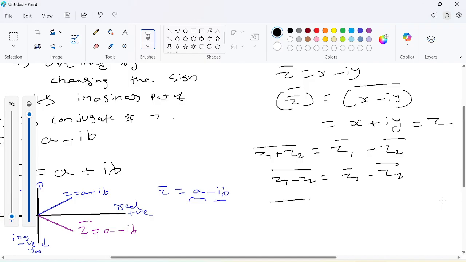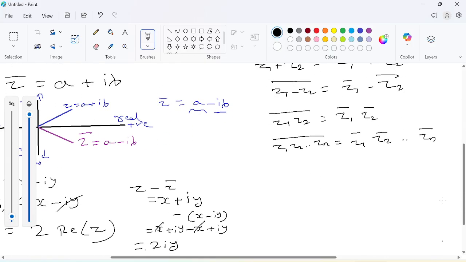Now conjugate of z1 z2 is equal to z1 conjugate times z2 conjugate. So that means in general, if I have conjugate of z1 z2 so on till zn, I'll get z1 conjugate, z2 conjugate, so on zn conjugate. This is in general, till n; z1 is one complex number, z2 is another complex number, z3 is another complex number, like that.